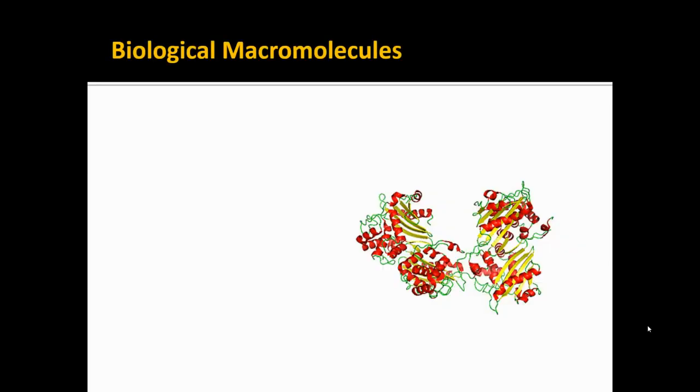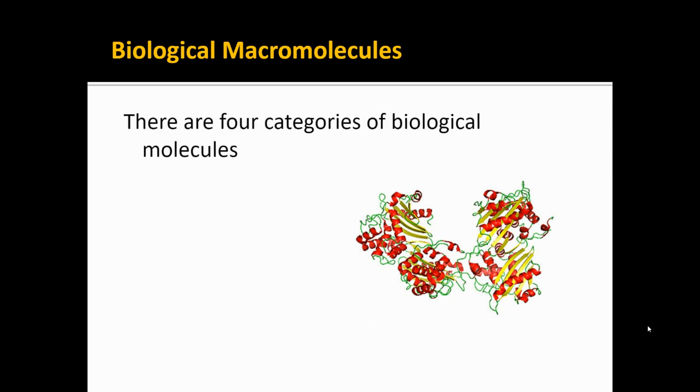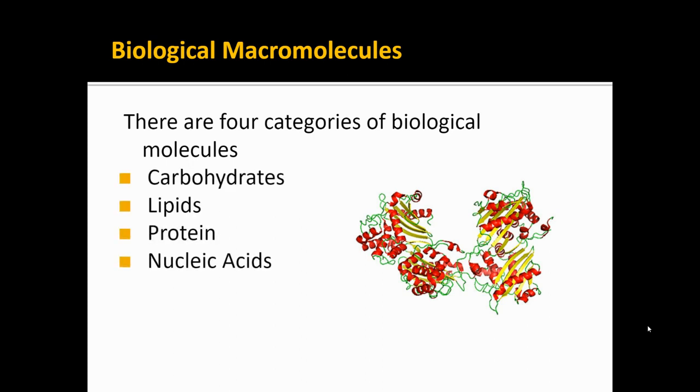We're going to be talking about biological macromolecules in this particular lecture, and there are four categories of biological molecules that we need to know about. We have carbohydrates, lipids, proteins, and of course, nucleic acids. And we're going to talk about the first two today, carbohydrates and lipids, in this presentation.